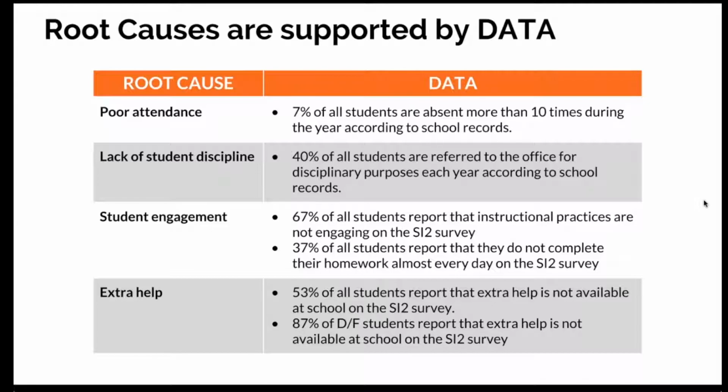For example, with poor attendance, it might be that 7% of all students are absent more than 10 times during the year, according to school records. With student engagement, 67% of the kids report that instructional practices are not engaging, and that may come from a survey. 67 is a lot. And here again, 37% say they don't really complete their homework every day. Look at that data, because it's going to give you a lot of information that otherwise you might just be spinning your wheels. So always look to the data.